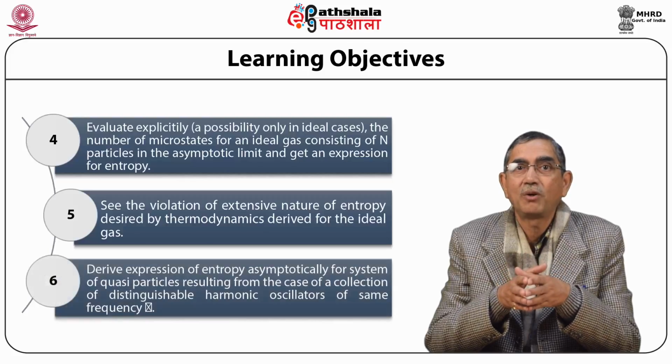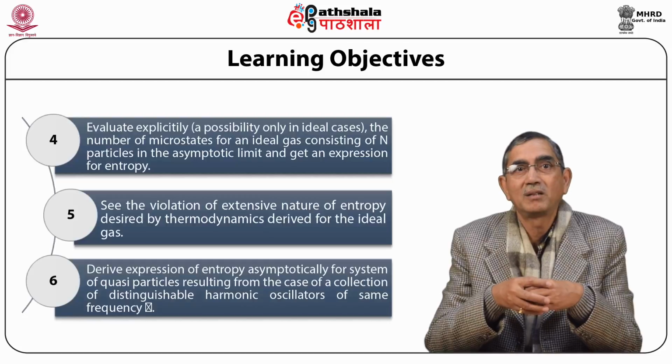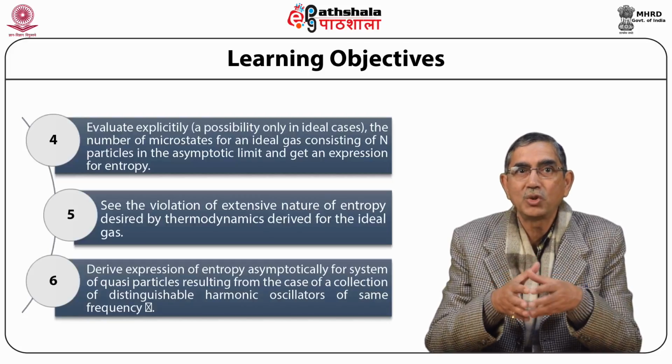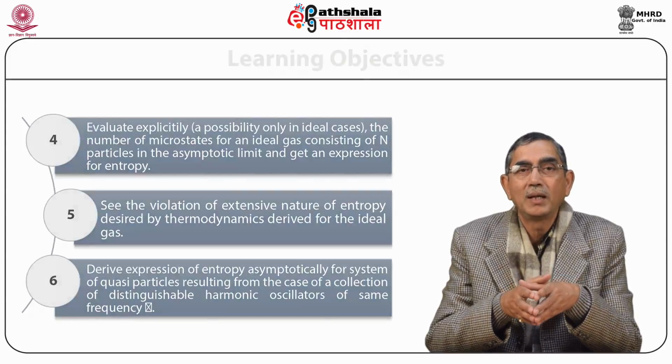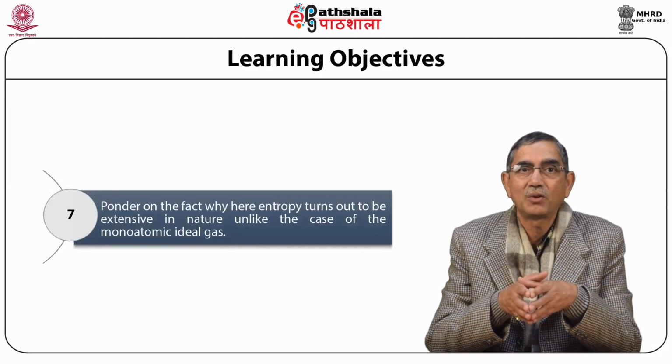Derive an expression of entropy asymptotically for a system of quasi-particles resulting from the case of a collection of distinguishable harmonic oscillators of the same frequency nu, and ponder on the fact why here entropy turns out to be extensive in nature, unlike the case of the monoatomic ideal gas.